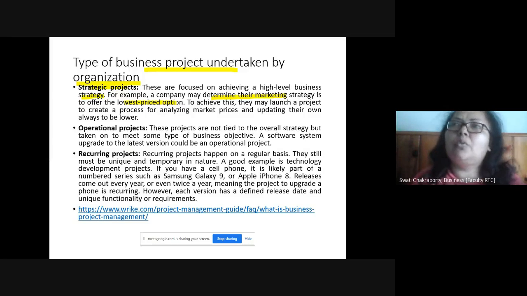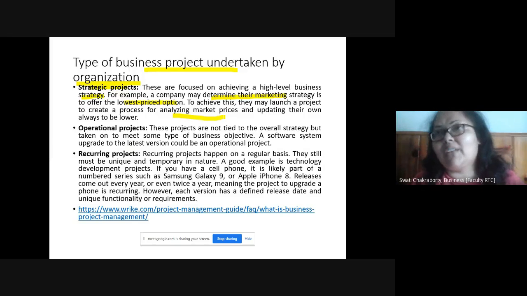So what they will do is a total market analysis of what is the market price, looking into the competitors' prices, and then come up with their own, which is lower.